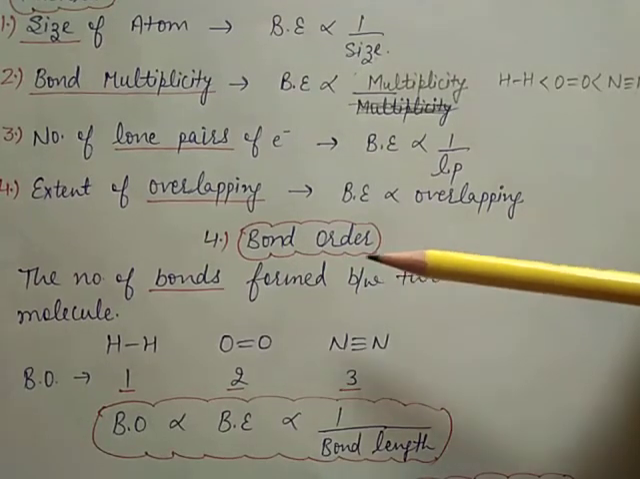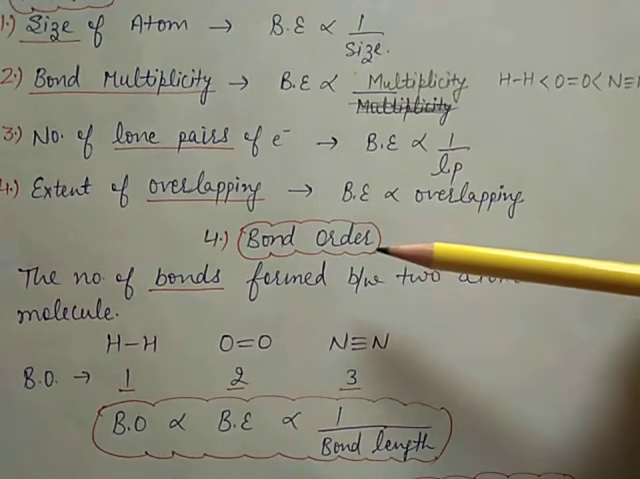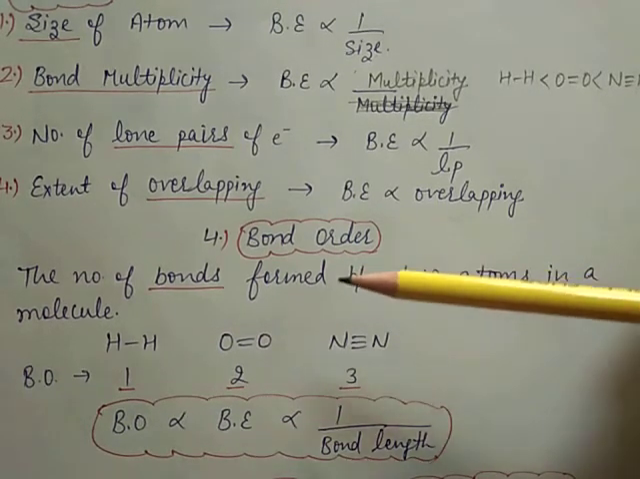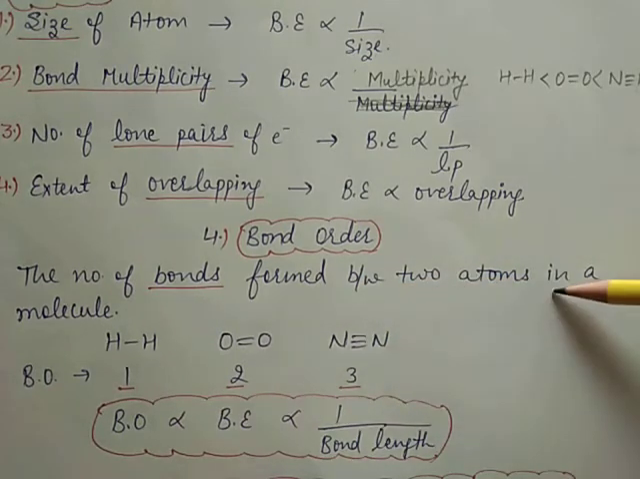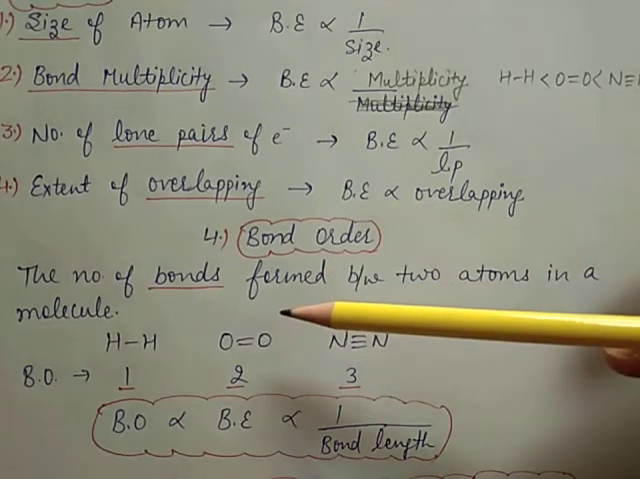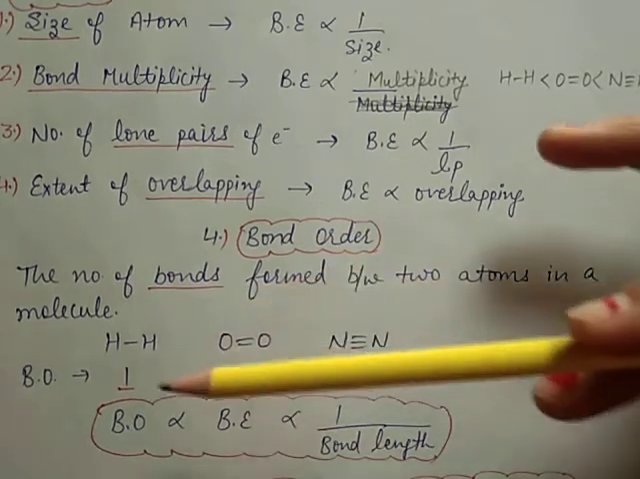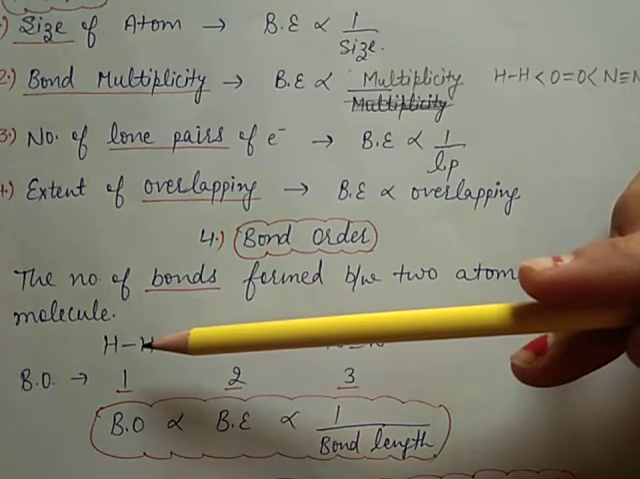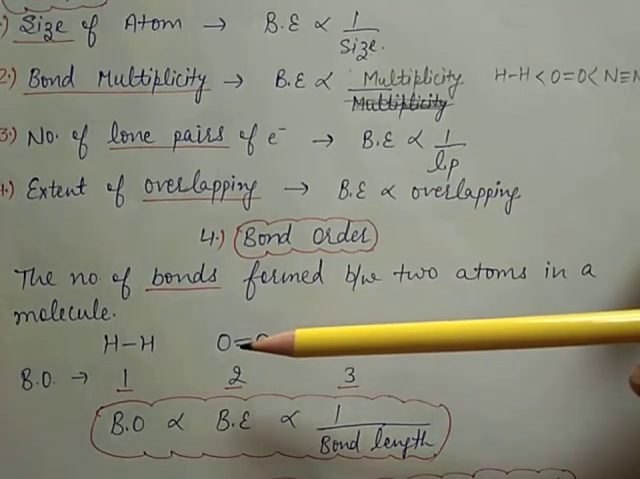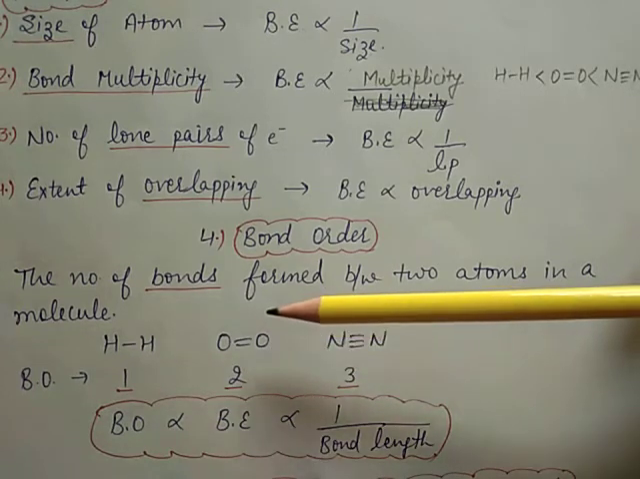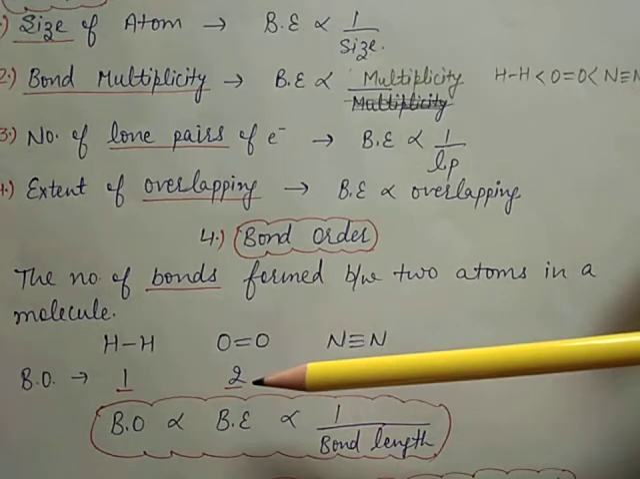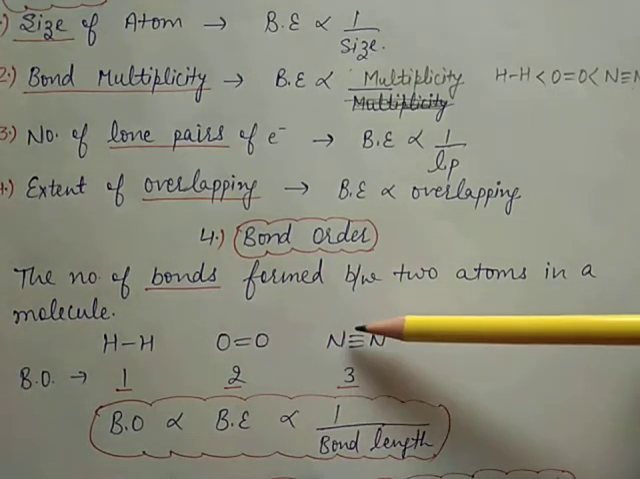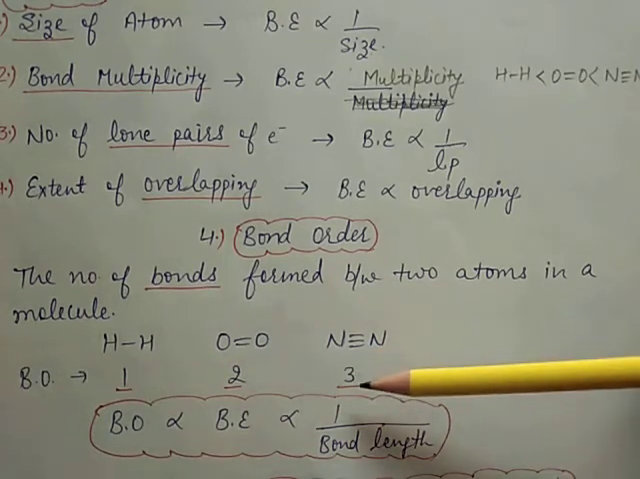And the fourth bond parameter, that is bond order. Bond order means in the Lewis structure of a covalent bond, the number of bonds formed between the two atoms in a molecule. This is called bond order. Here the molecule hydrogen single bond hydrogen, so bond order is 1 because it has only one bond. In case of oxygen, oxygen double bond oxygen, two bonds are present here, so bond order is 2. In case of nitrogen, nitrogen triple bond nitrogen, here 3 bonds are present, so its bond order is 3.